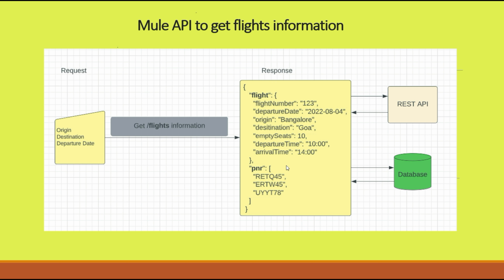So in the response we have flight information. It's a GET API, get flights API, and flight will have the flight information, and the PNR array will have the booking information for each flight. The flight information can come from a REST API, and the booking information can come from the database. So we have to get this information, consolidate it together, and build the response.